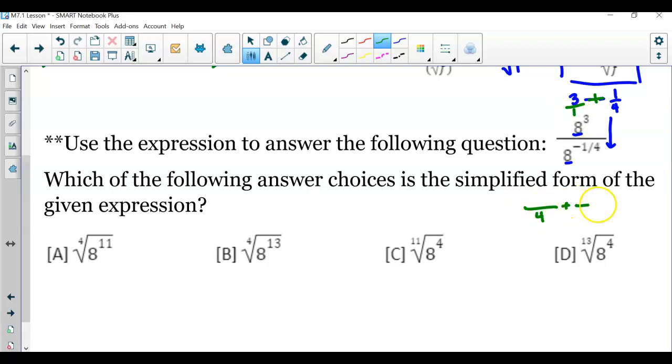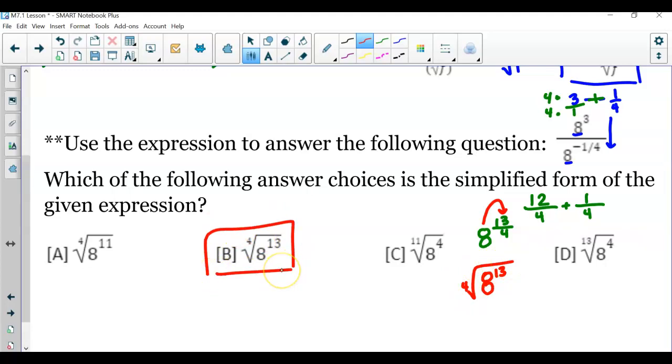So if they both have to be a denominator of 4, that 1/4 stays. If I multiply 3 by 4, it's now 12. This means our exponent is 8 to the 13 over 4. Now here, again, remember that this is like saying 8 to the 13th power, but inside of the 4th root here. So that's why the answer was B.